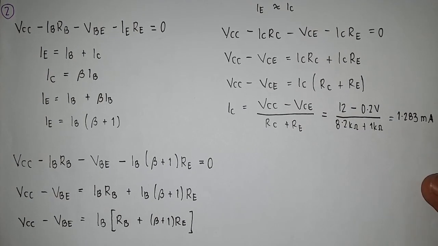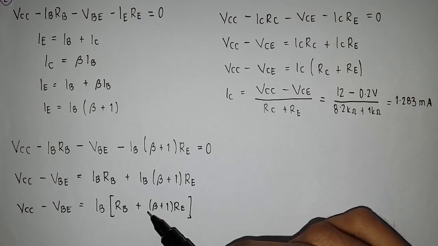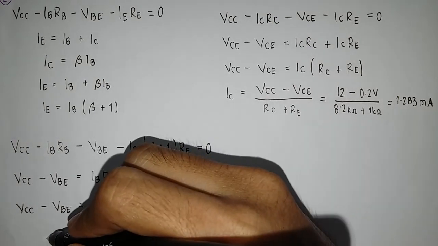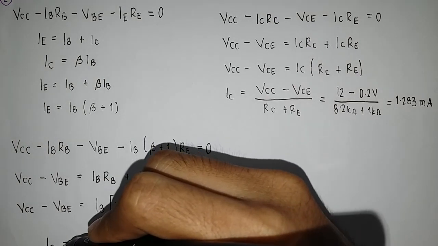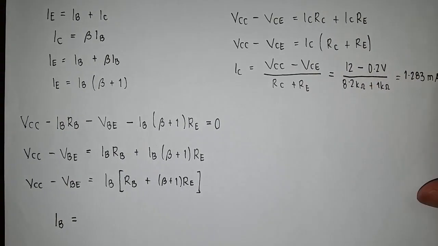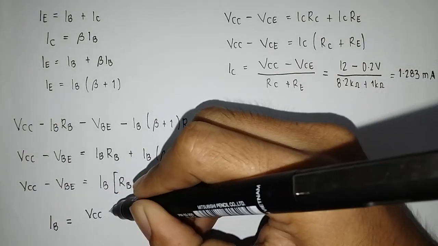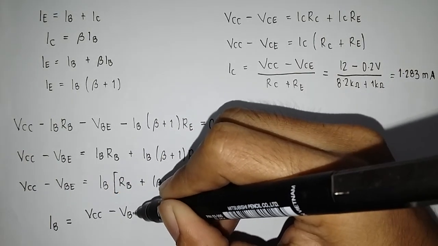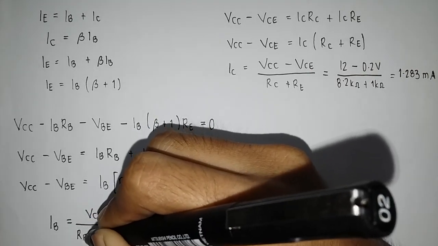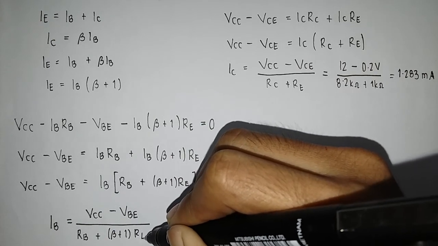Oh, anong susunod natin gagawin? I-divide na natin both sides of the equation by RB plus (beta plus 1) RE para maiwan yung IB sa kabila. So, IB now, okay, yung value ng base current natin. The base current now is equal to VCC minus VBE divided by RB plus (beta plus 1) RE.